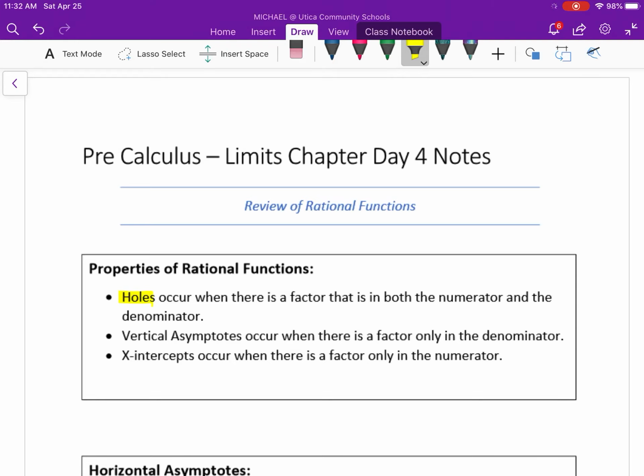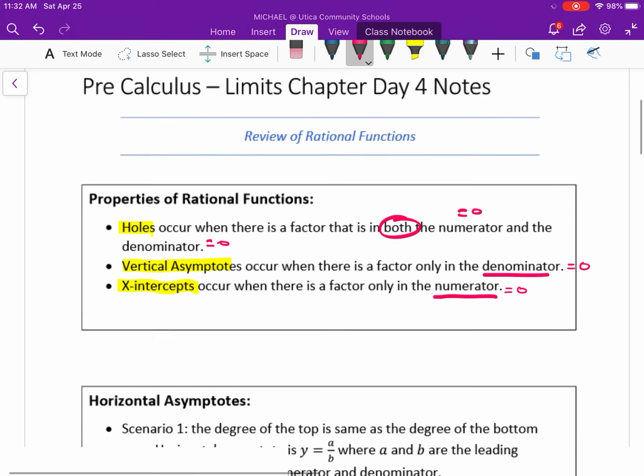So if you will remember, we have three different things that happen with a rational function in terms of factoring it. You either might have a hole, a vertical asymptote, or an x-intercept. Holes occur when the factor is in both the numerator and the denominator. Vertical asymptotes occur when the factor is only in the denominator, and x-intercepts would be when the factor is only in the numerator, or in other words, when the numerator equals 0, or when the denominator equals 0, or when the numerator and the denominator both equal 0.